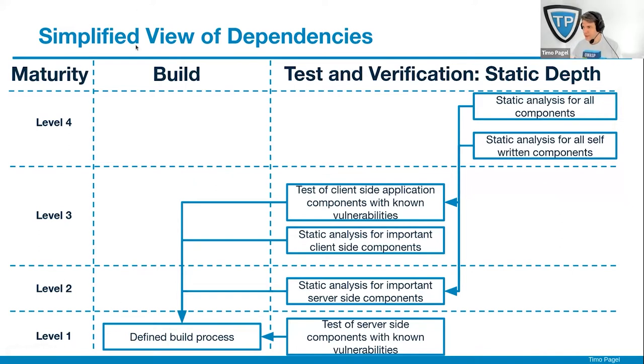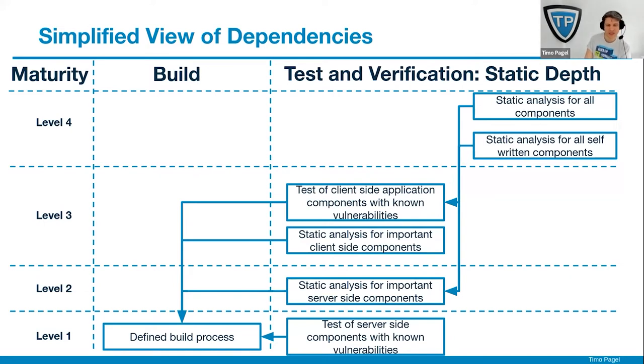So in the build subdimension, on level one, you have defined build process. And that is, for example, the base for all the different tests we do, because in case a build isn't defined, it's very hard to perform static testing, because you need to know where the source code is checked out during the build process so that you can define, please, my static test tool, test these specific folders or these specific artifacts, but therefore it needs to be defined where they are.